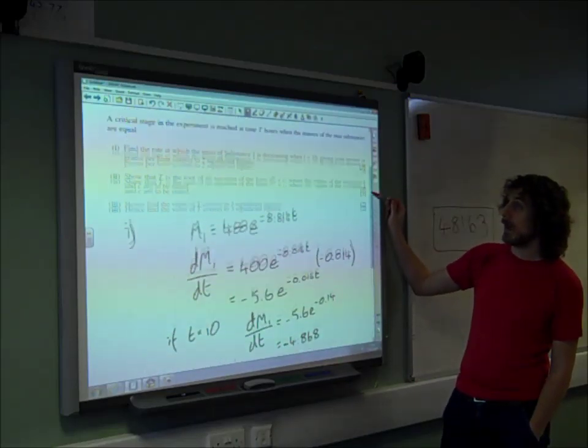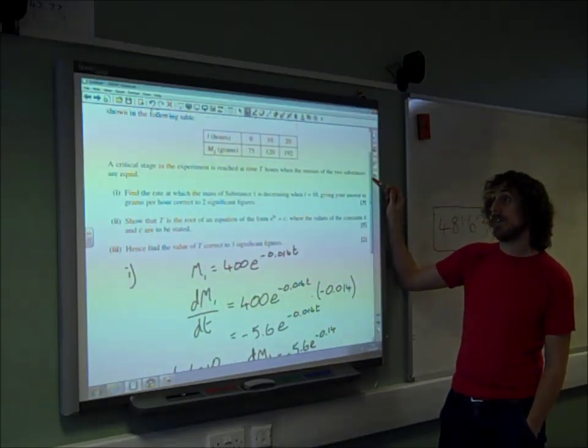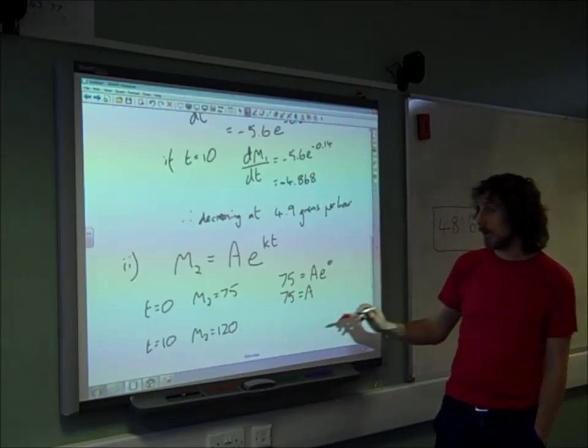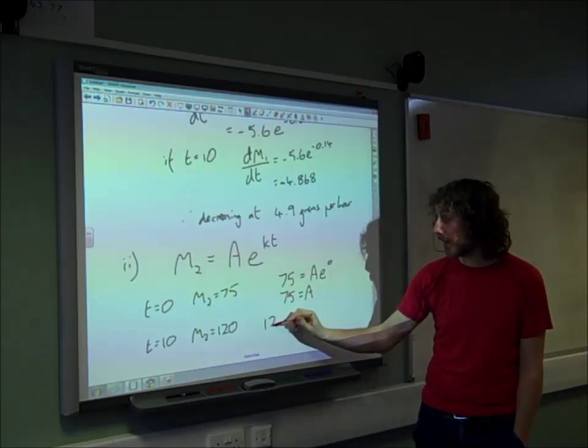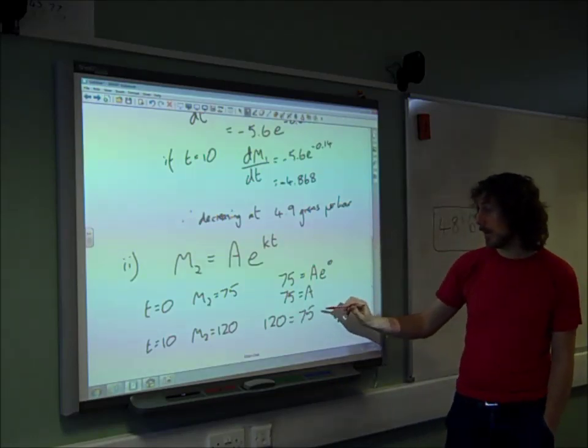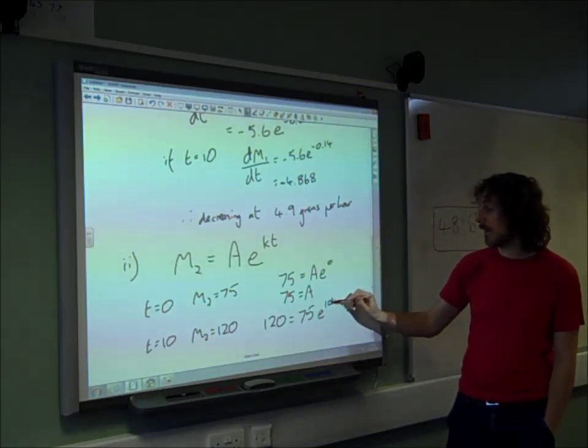Just as an example up there. We've also got when t is 20, m2 is 192. So let's sub that in. That means that 120 is 75 e to the 10k.